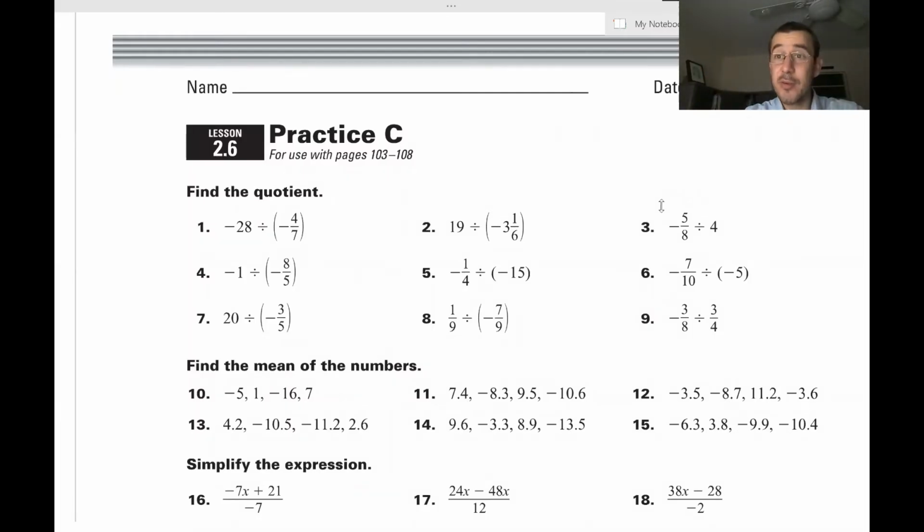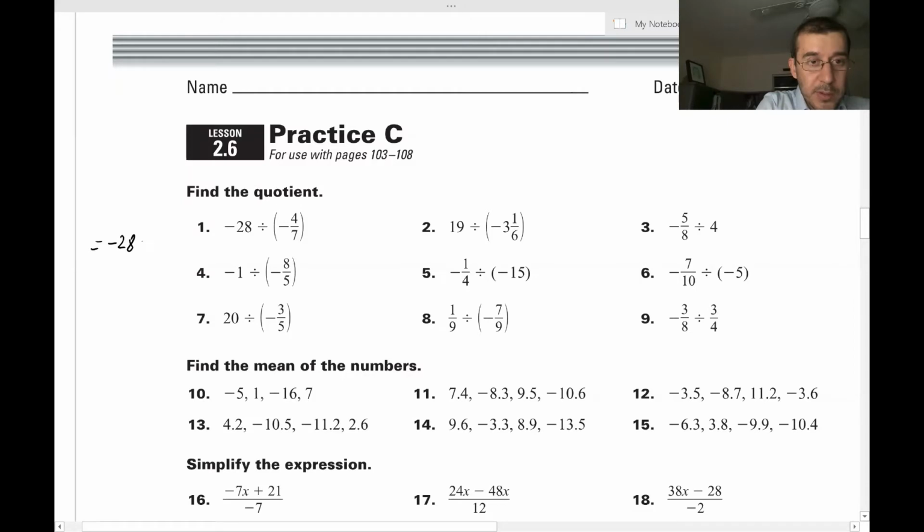We're doing practice C today of section 2.6, which is about dividing real numbers. So 1 through 9, find the quotient. The first one would be minus 28 times minus 7 over 4, right? The multiplicative inverse of this. So again, A divided by B is the same as A times 1 over B. And that's what we're doing here.